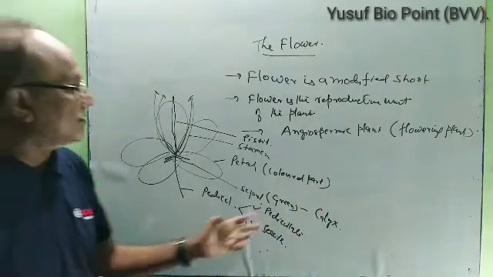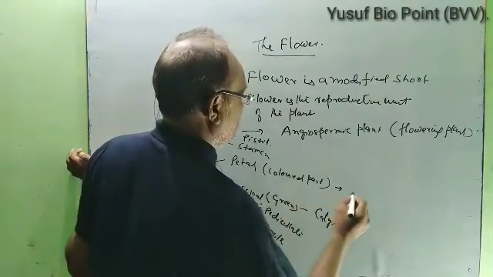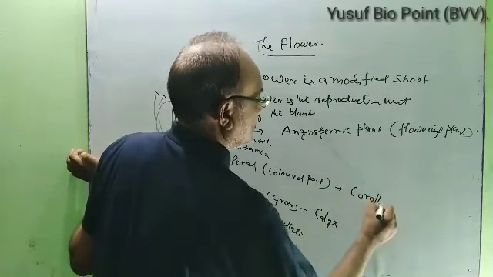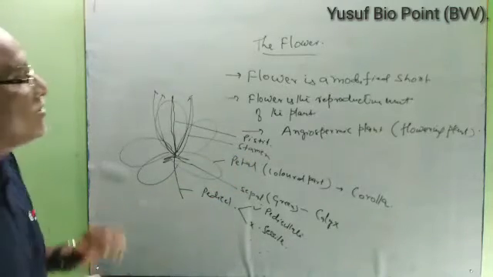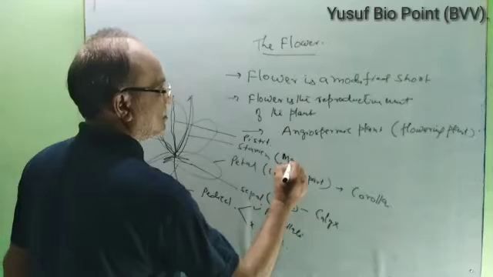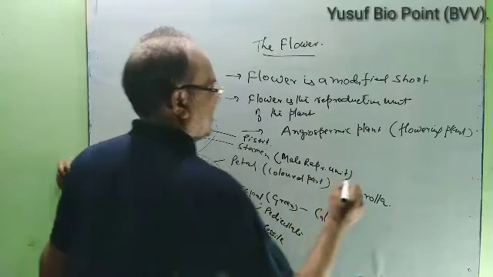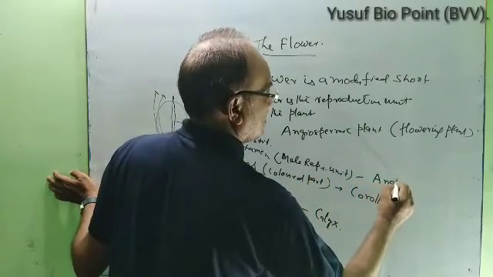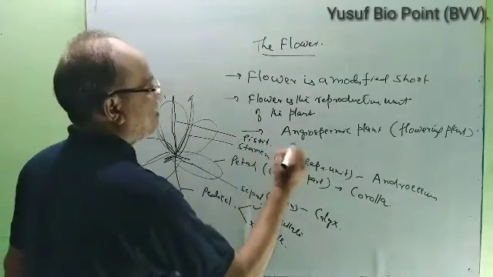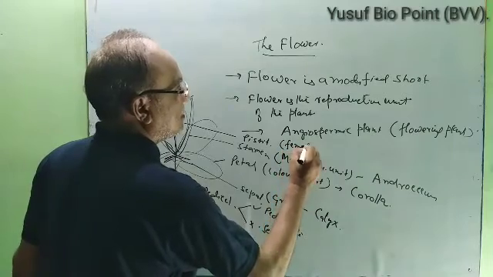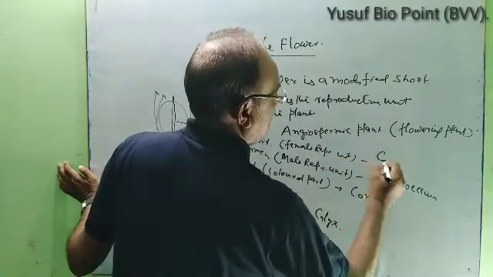They are generally other than green, and their collection is known as corolla. Third one is stamen. It is the male reproductive unit, and it is also called androecium. Pistil is the female reproductive unit. It is also called gynoecium.